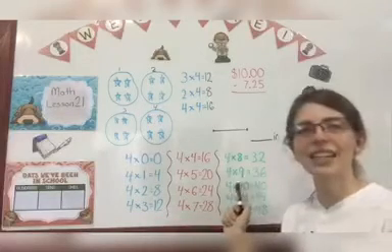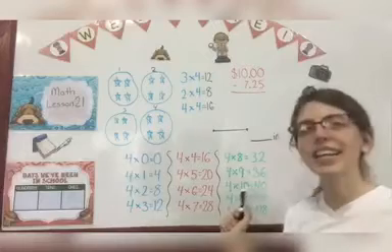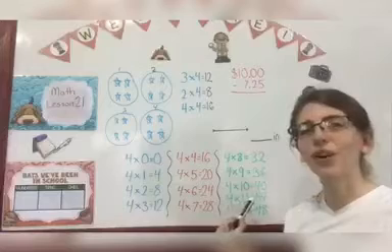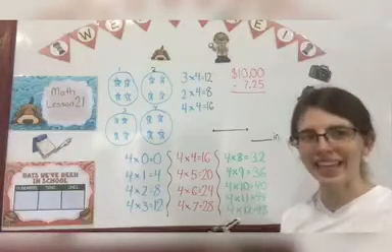4 times 9 equals 36. 4 times 10 equals 40. 4 times 11 equals 44. 4 times 12 equals 48.